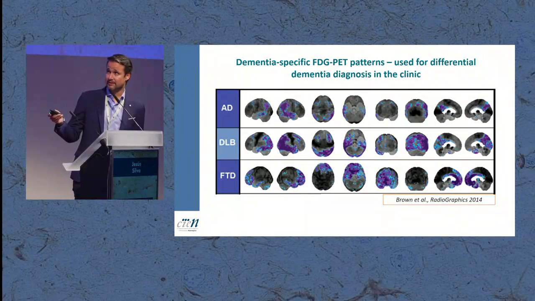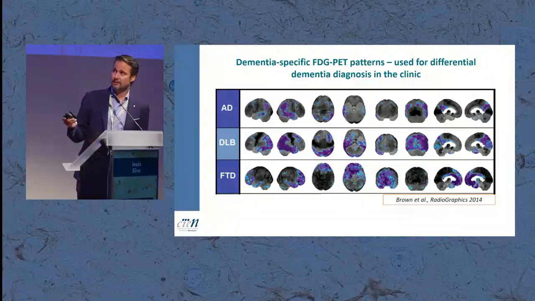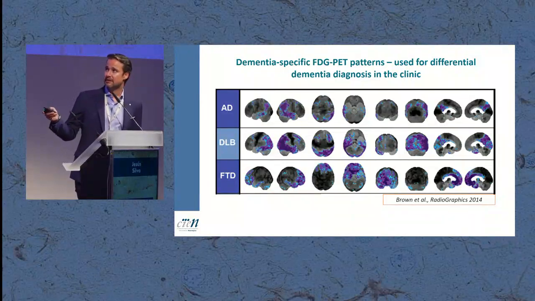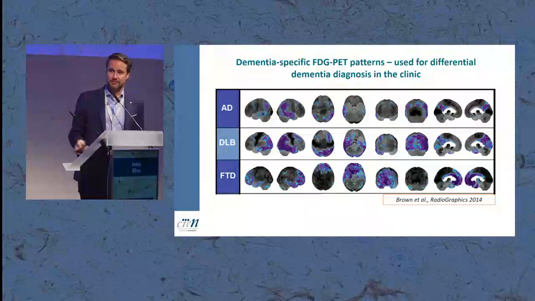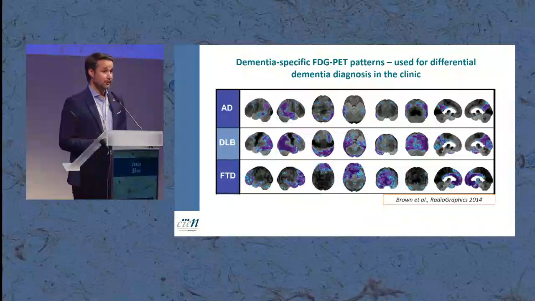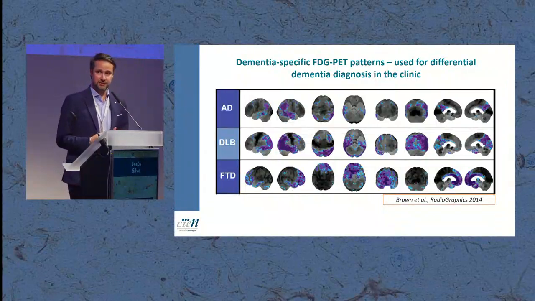And just below this, we have the pattern for DLB, and this is characterized, or the main difference between these patterns is the affectation of the occipital lobe and a relatively spared medial temporal lobe in dementia with Lewy bodies.